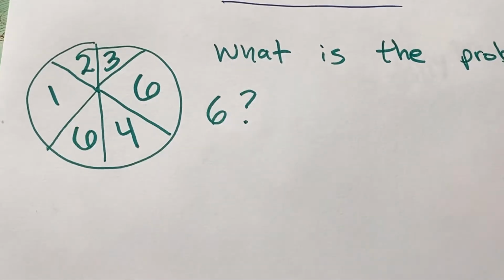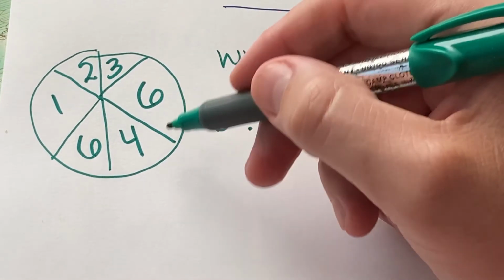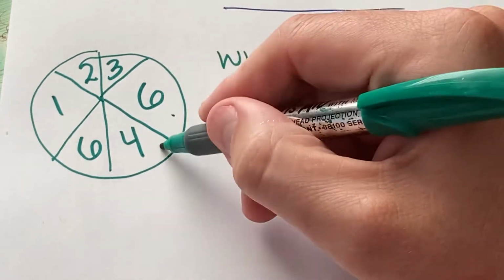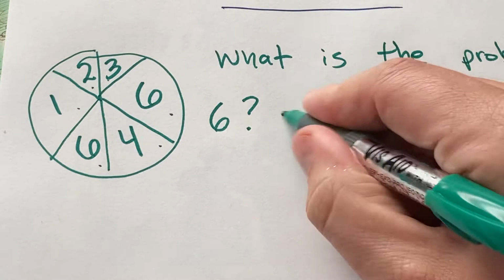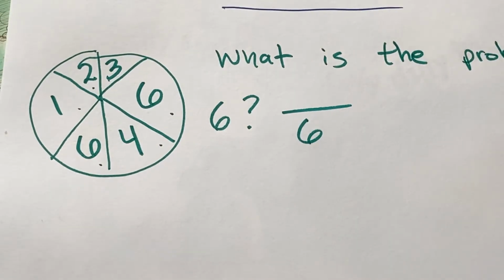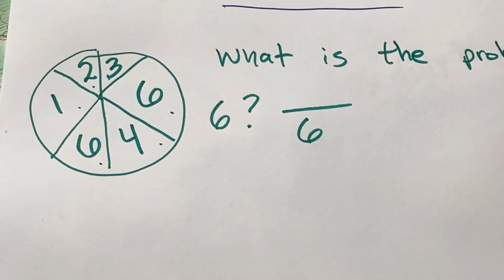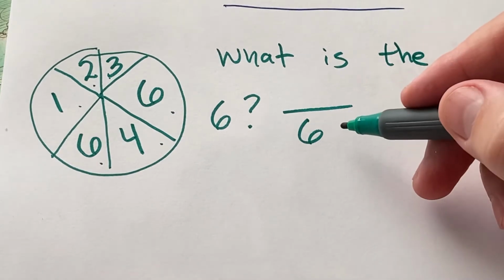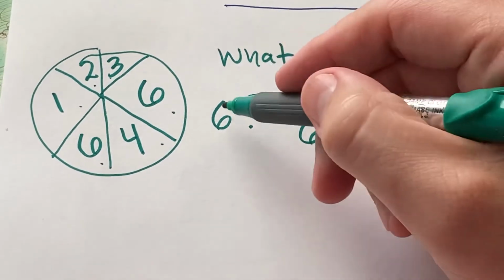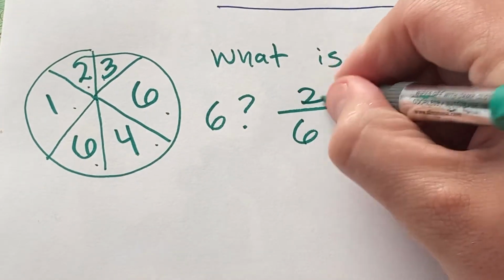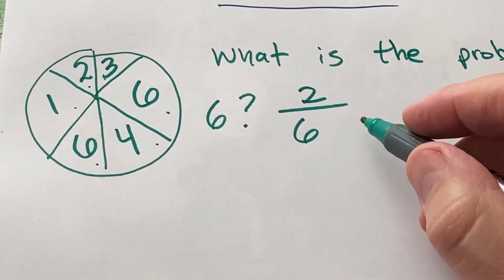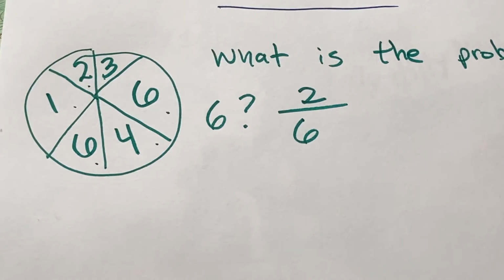Okay, let's get into it. How many pieces are on the wheel? There's 1, 2, 3, 4, 5, 6. You basically have 6 chances of getting something. So that's going to be your denominator. How many 6s are there? 1, 2. There's 2. You have a 2/6 chance of getting a 6.